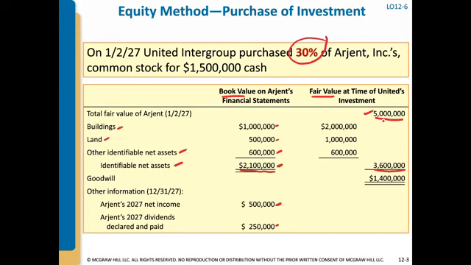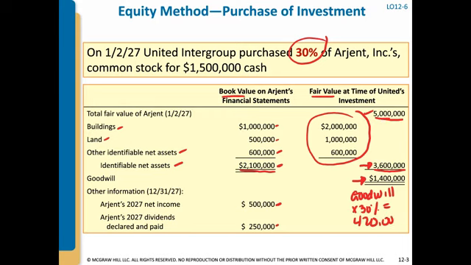So we acquired these assets that have a fair value of 3.6, but we paid $5 million for it, which means that the additional $1.4 million is considered to be goodwill. We'll take 30% of that, which equals $420,000 of goodwill acquired. We're not going to do anything with that goodwill. Goodwill is not depreciable. It is not amortizable. We're not going to amortize that goodwill.